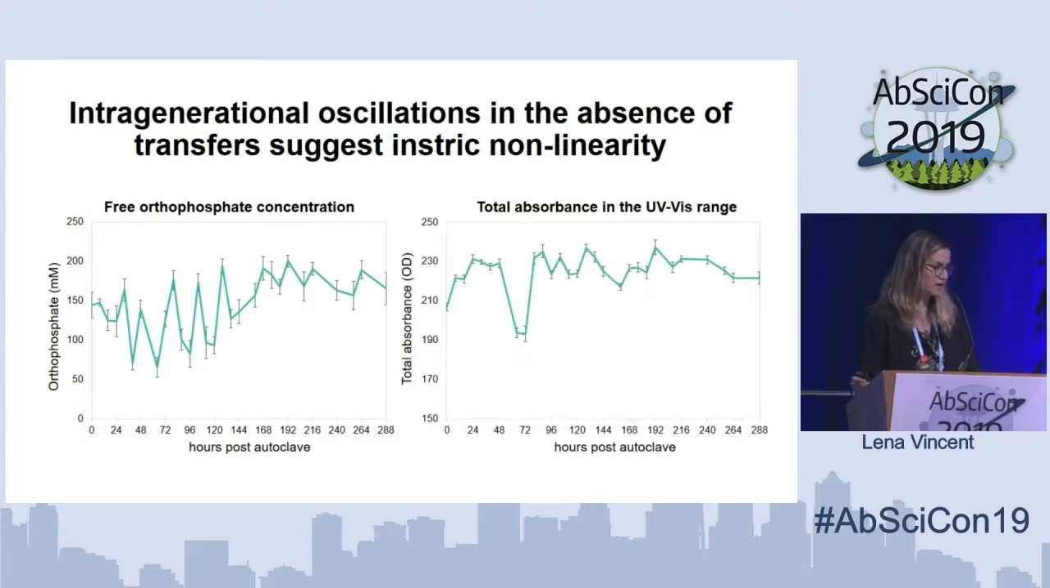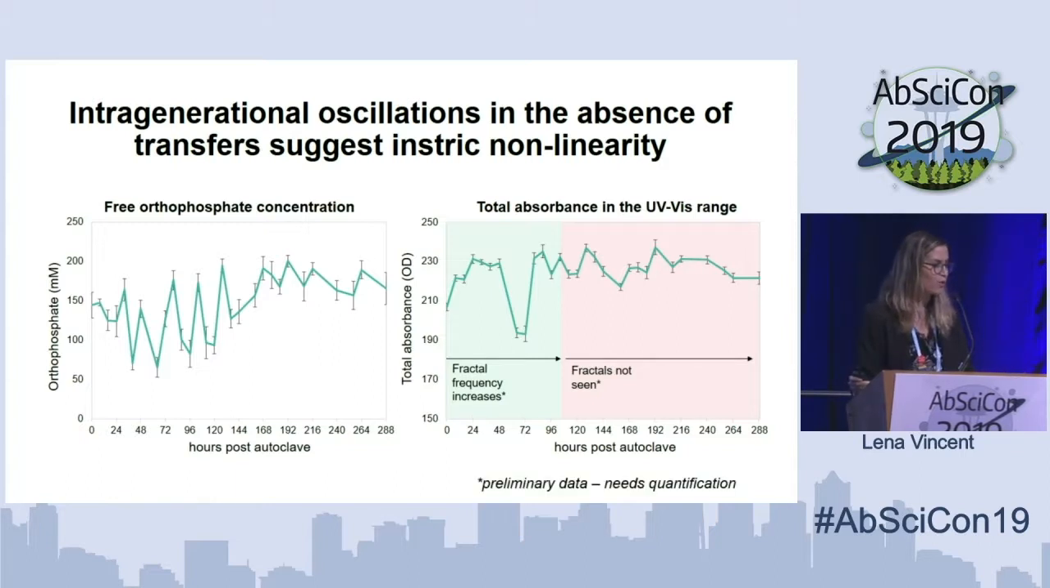We also looked at the total absorbance and how that changed over our time course. And you can see that it has its own dynamics. It doesn't necessarily completely overlap with what we see in the phosphate, but it does seem to indicate what we would expect to see with the fractals. So again, this is very qualitative. We don't really have a good way to quantify the extent of fractal coverage yet. But what it looks like is that the fractal frequency increases over the first 72 hours, which is coincident with this trough in the UV-Vis data, after which we no longer observe them, and they never seem to come back, as far as we can tell, at least over the period we looked at.